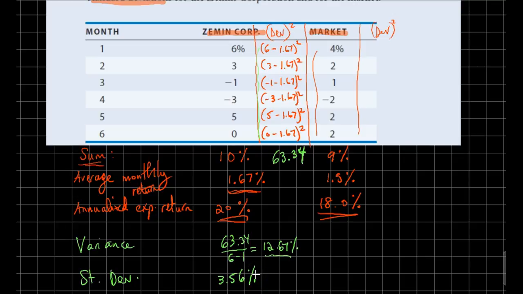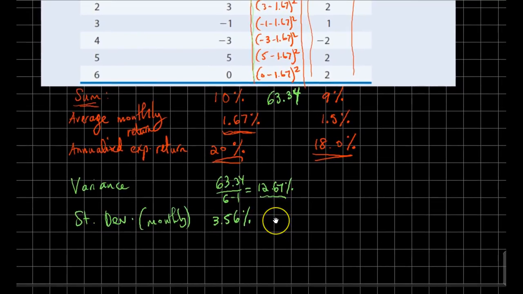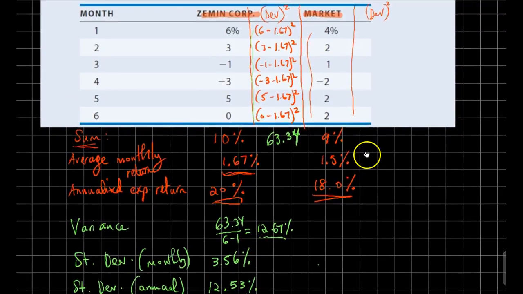Now, we might as well annualize the standard deviation as well. This standard deviation is monthly. So to annualize it, I simply need to multiply this number by the square root of 12. So the annualized standard deviation would be simply that. We can apply the same steps to the market.